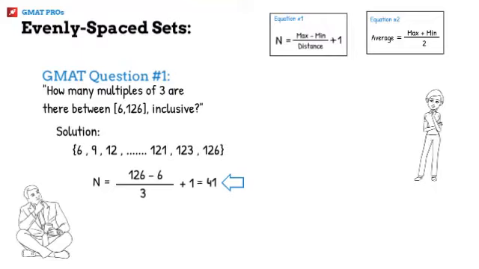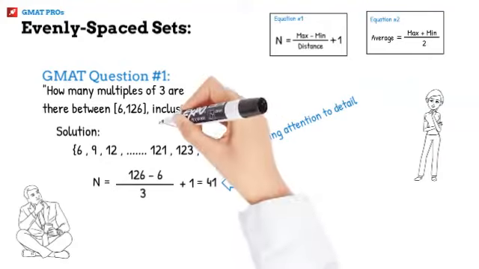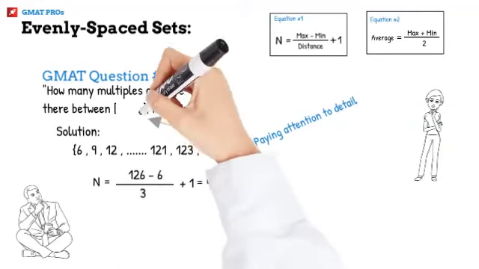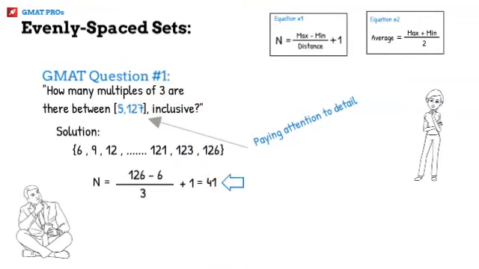The GMAT doesn't only check your ability to solve questions quickly, like these formulas allow us to do, but it also tests whether you're able to pay attention to detail. For example, let's try the same exact question, but with different numbers. Instead of 6 and 126, let's use 5 and 127. The question would now ask, how many multiples of 3 are there between 5 and 127 inclusive?